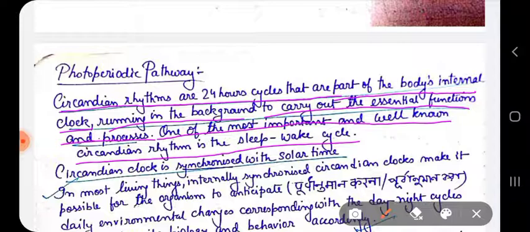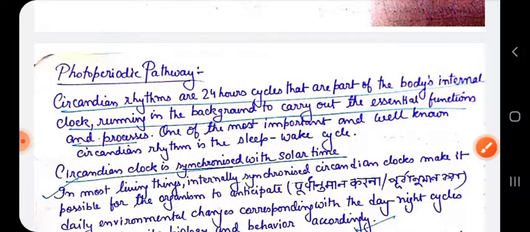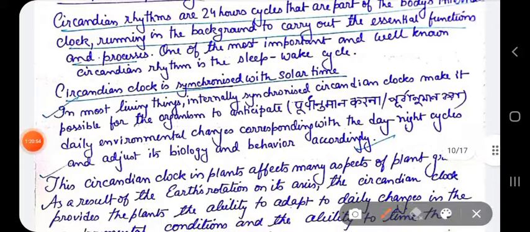Well, that's not applied to us. It is also applied to us, but we are actually breaking that sleep wake cycle. That's why we are facing problems, complications in our health. But if you observe other living beings, the sleep wake cycle occurs due to that circadian rhythm. Now, this circadian clock is actually triggered by, or you can say synchronized by, the solar time.